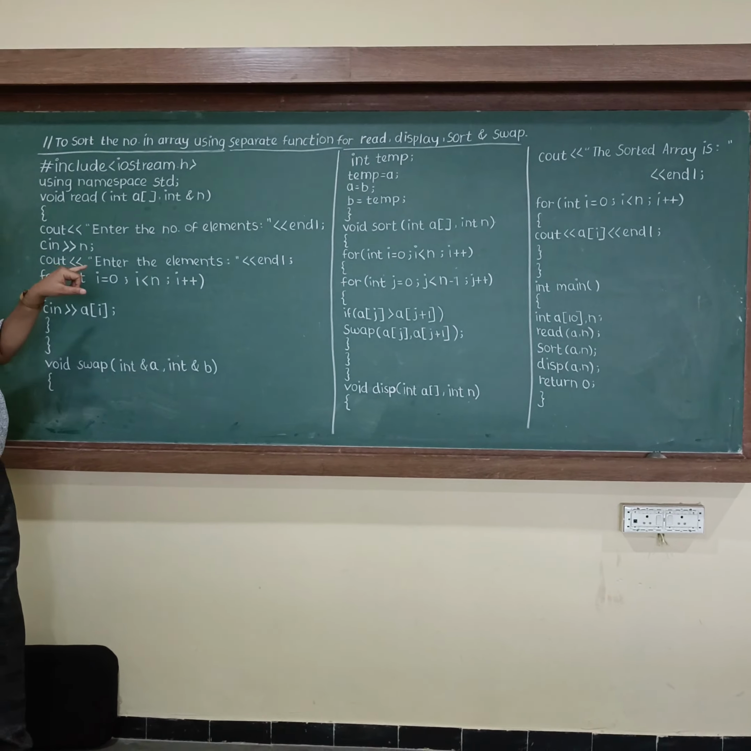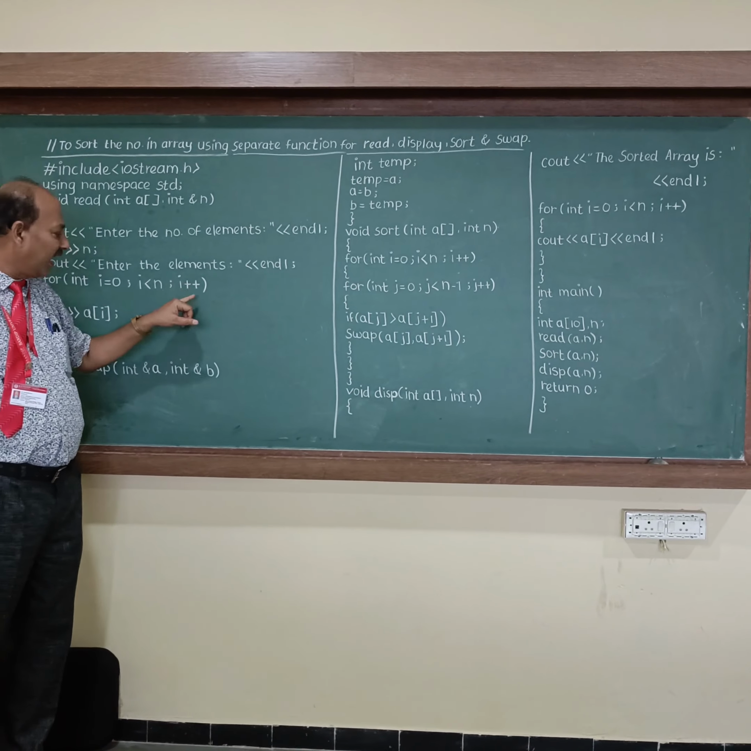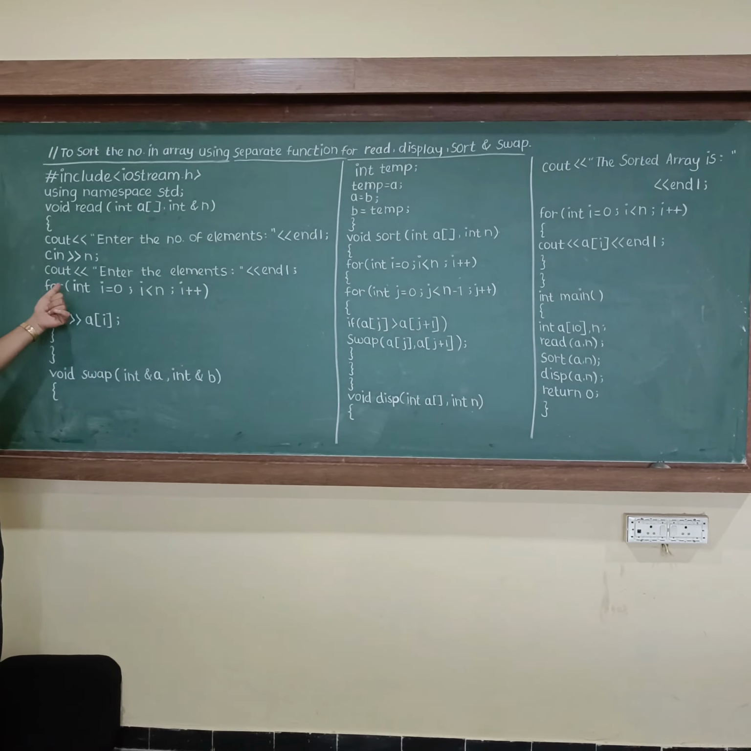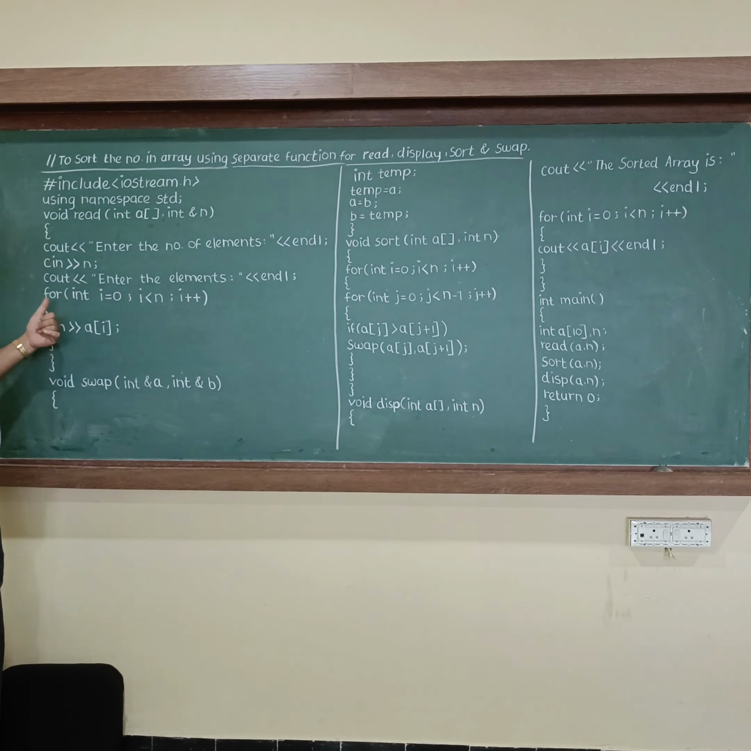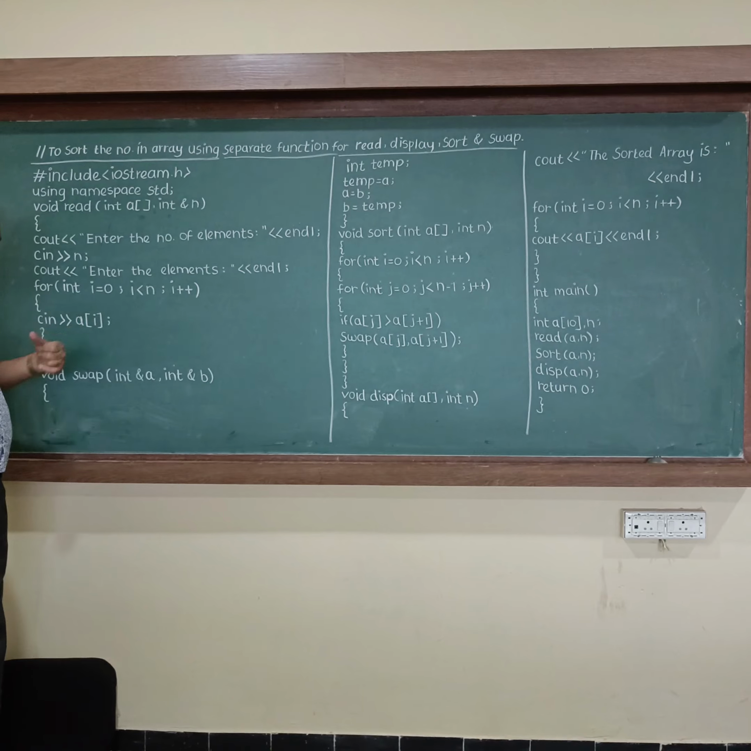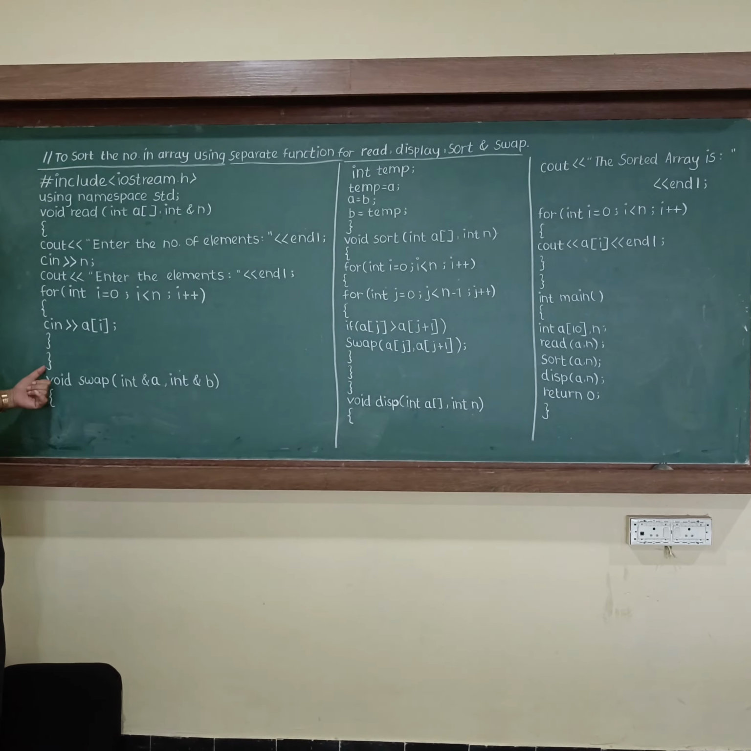for (int i = 0; i < n; i++). This is the for loop used in C++. Then open the brace, cin >> a[i]; then close the brace.